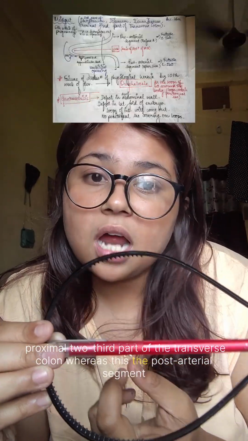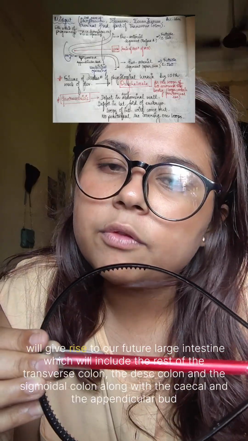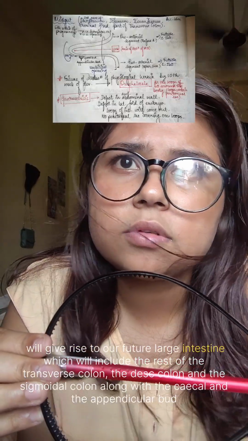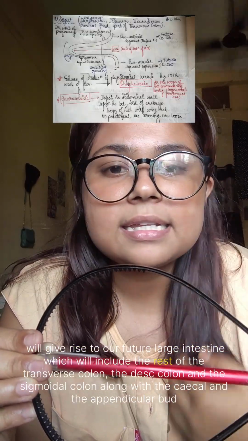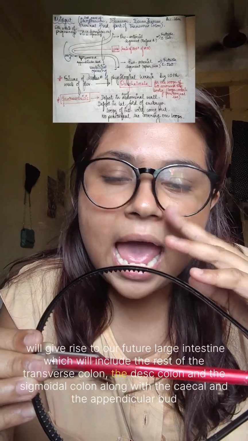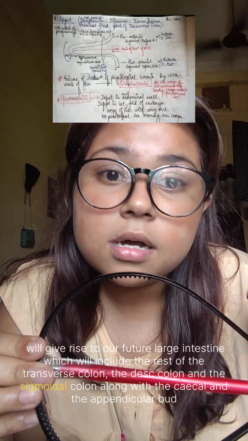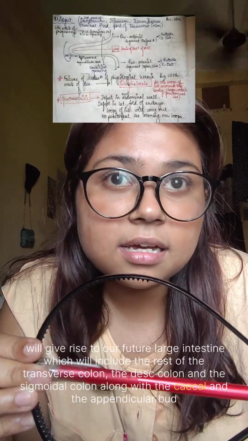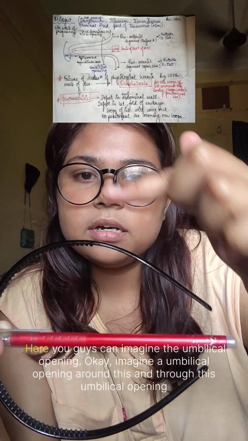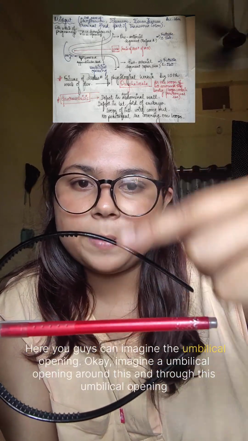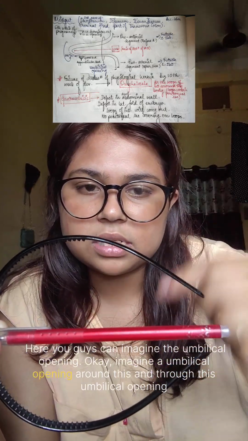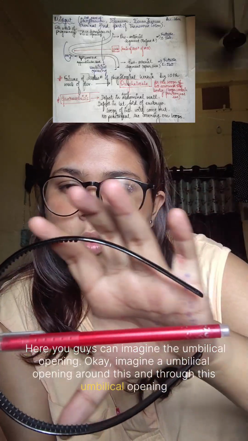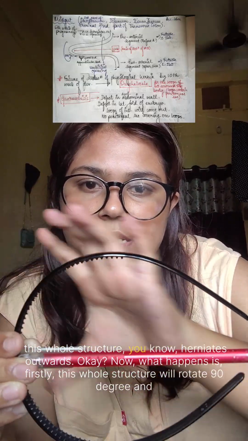Whereas the post-arterial segment will give rise to our future large intestine, which will include the rest of the transverse colon, the descending colon, and the sigmoid colon, along with the cecum and the appendicular bud. Here you can imagine the umbilical opening. Imagine an umbilical opening around this, and through this umbilical opening, this whole structure herniates outwards.